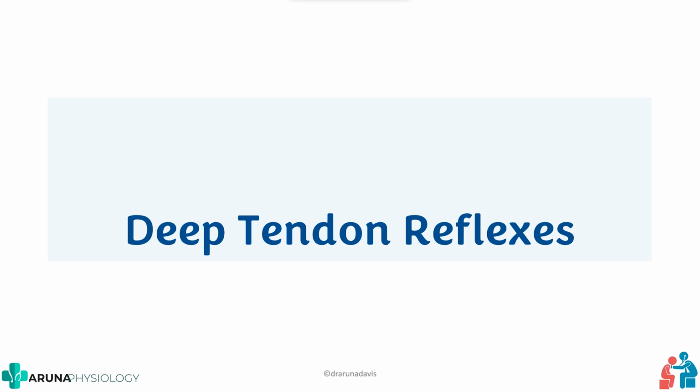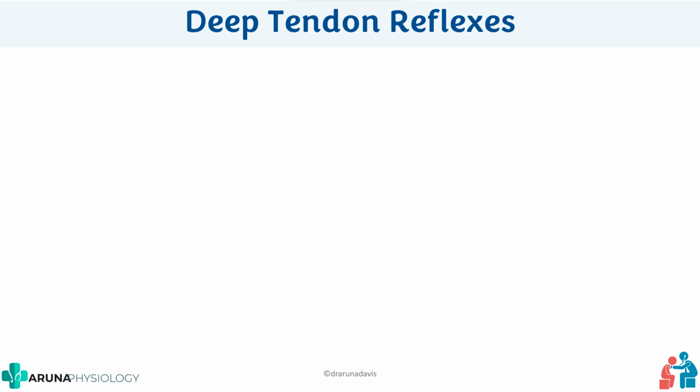So as I said before, deep tendon reflexes are called so because we are going to stimulate the deep receptors. Basically, we are going to strike the tendons to elicit these reflexes. So the different deep tendon reflexes we already mentioned. What we have to know is the physiological basis for this. The physiological basis for all tendon reflexes is the stretch reflex.